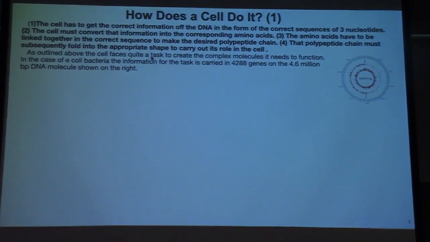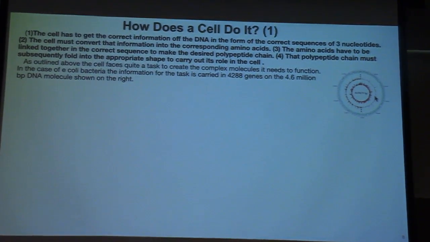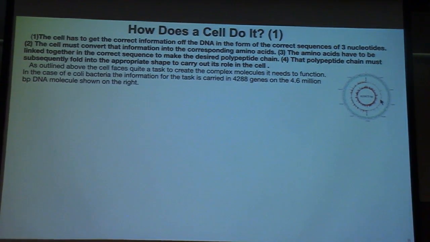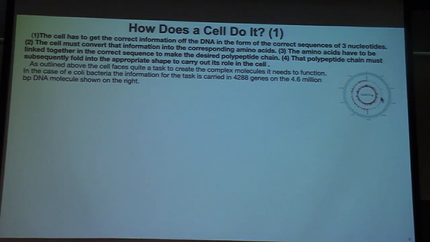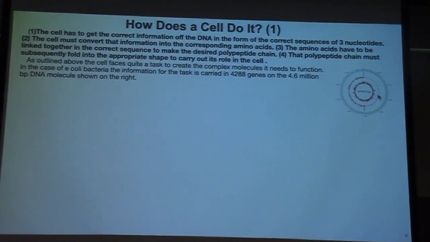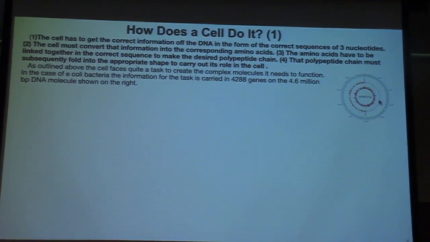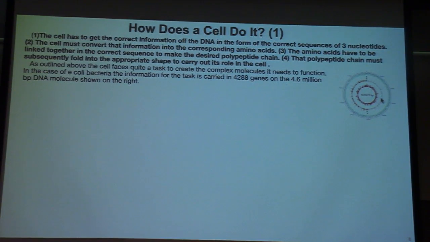So, as outlined, the cell faces quite a task to create those complex molecules. In the case of an E. coli, it's got its DNA, which, as you remember, has something like 4.6 million base pairs on it. There are 4,288 genes on it, so it's got to go and grab hold of one of those genes, because each one of those genes prescribes a particular macromolecule.